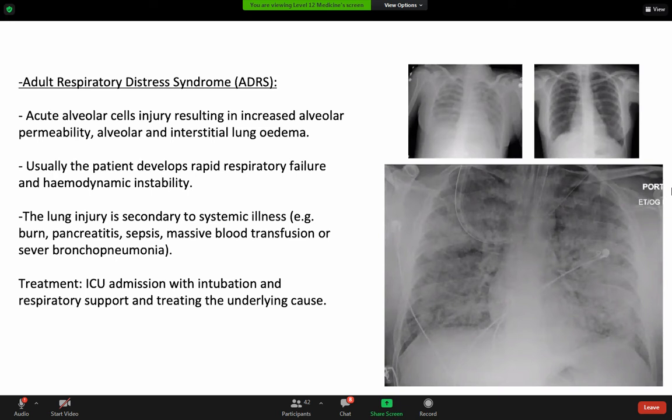ARDS, it's not ADRS, it's Adult Respiratory Distress Syndrome, ARDS. It's acute alveolar cell injury resulting in increased alveolar permeability. So we get huge edema in the interstitial lung tissue. Usually it happens in acutely sick patients in the ICU, not specifically post-op, even medical patients. This condition usually ends up with rapid respiratory failure and hemodynamic instability. Treatment is with ICU admission and intubation.